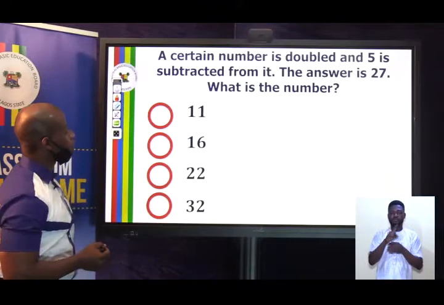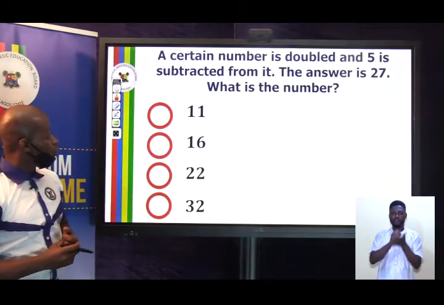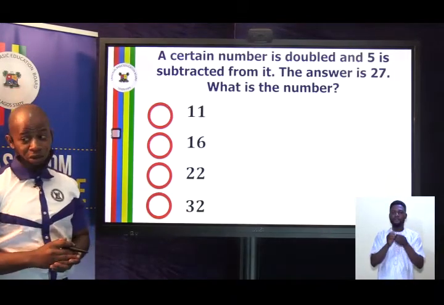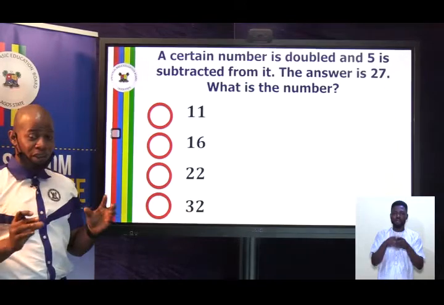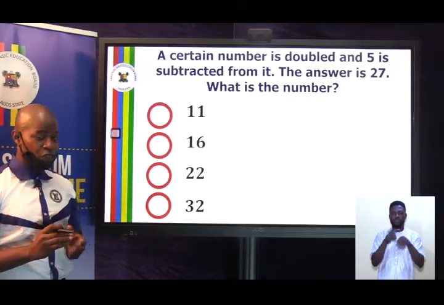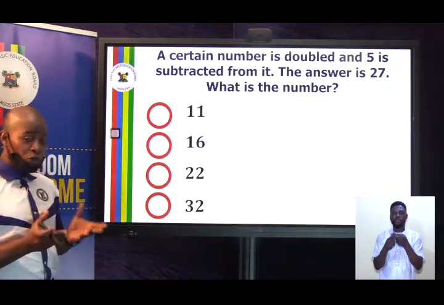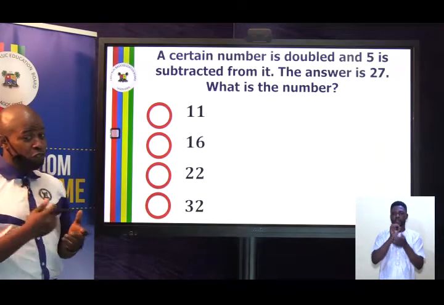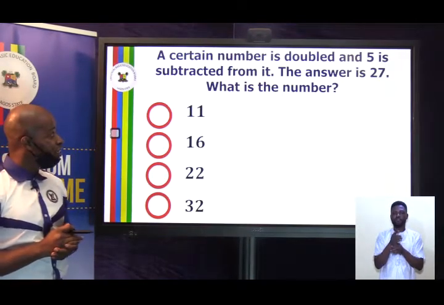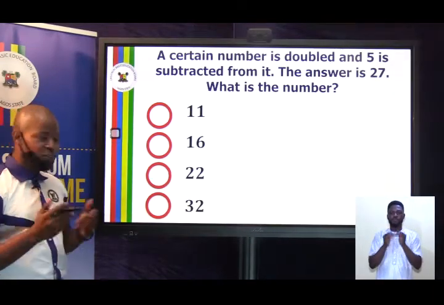Let's see what the next question is saying. Now this says a certain number is doubled and 5 is subtracted from it. The answer is 27. What is the number? Now you first need to write this in form of an equation, and then you need to solve that equation. I'll give you time. A certain number is doubled, 5 is subtracted, and what you get is 27. Remember that word is. Then you solve that equation.